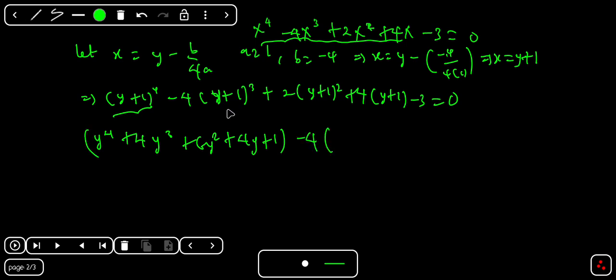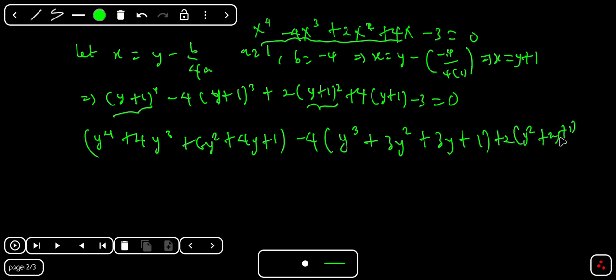If you expand y plus 1 raised to the power of 3, you are going to have y raised to the power of 3 plus 3y squared plus 3y then plus 1. Okay, then the next one, which is y plus 1 raised to the power of 2, that will be 2 into bracket y squared plus 2y plus 1, and this, which is plus 4, then into bracket y plus 1, then minus 3, then everything is equal to 0.